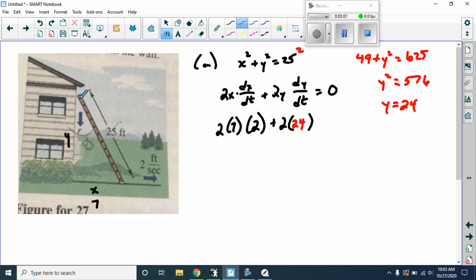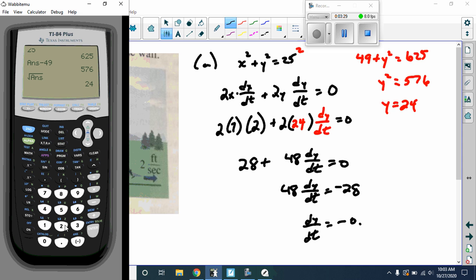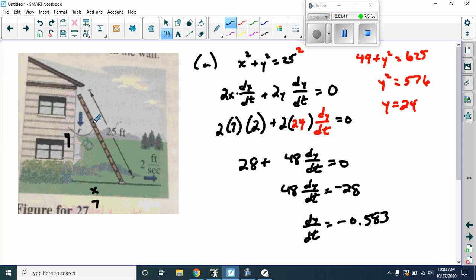And we're looking for the rate at which this is sliding down. We're looking for dy/dt. That's our variable we want to find. And we get negative 0.583. Negative because side y is decreasing in length.